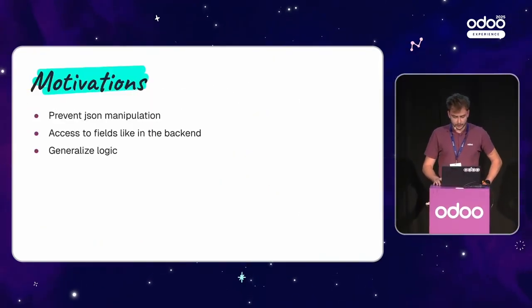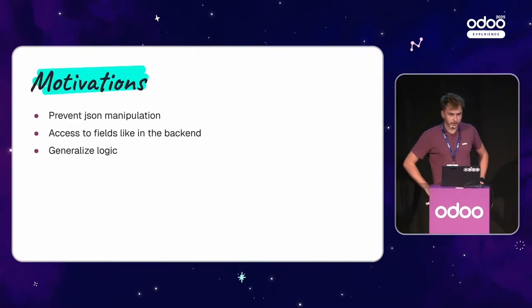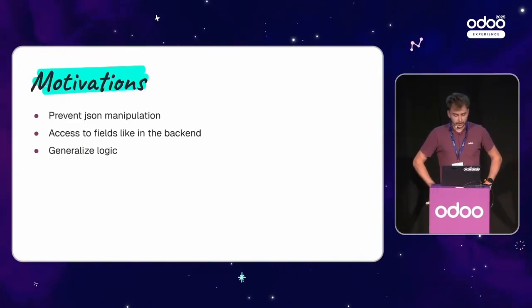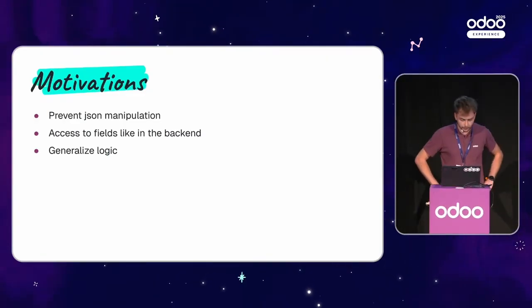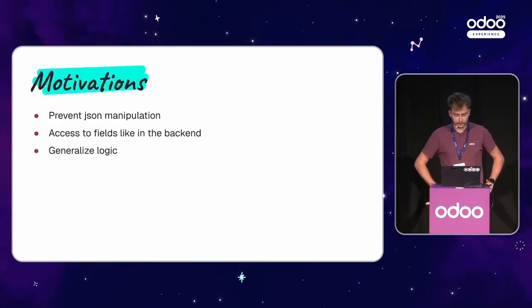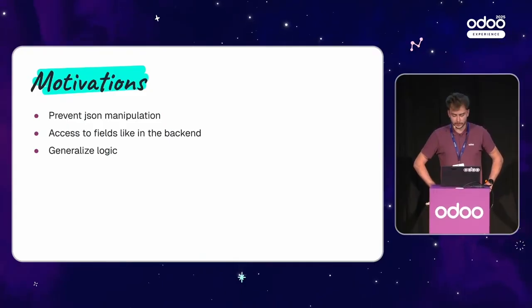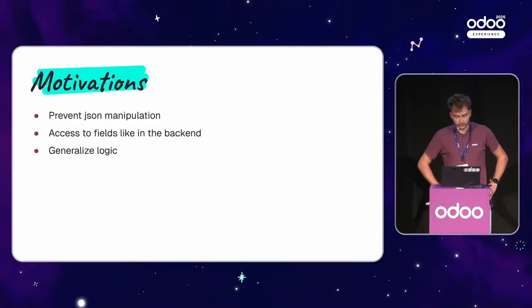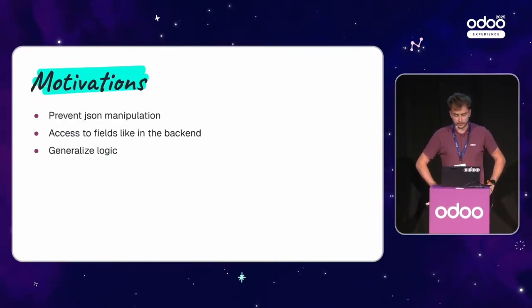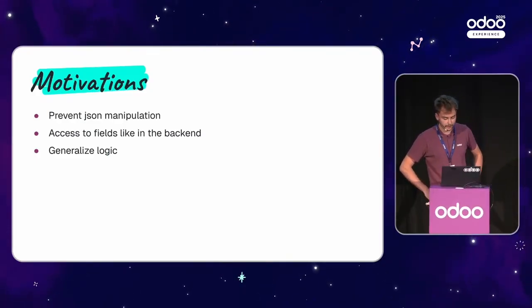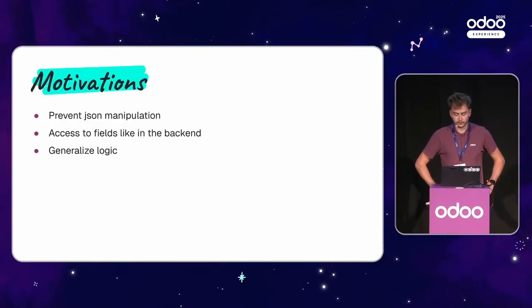So, what was our motivation? As you all know, the POS app is a little bit different than the other apps in Odoo. We're managing our data differently. Before, we were using JSON files to send data to the front end, and that caused some troubles because sometimes we weren't naming the fields in the front end as in the backend, and also we wanted a more generic logic and not just fully custom.